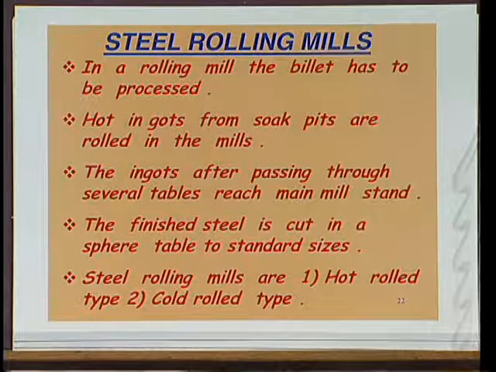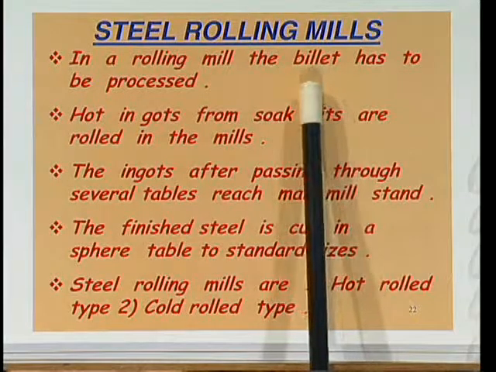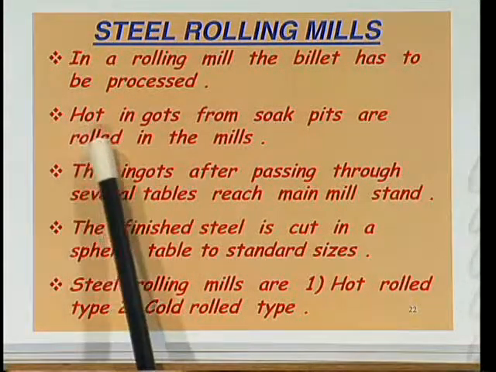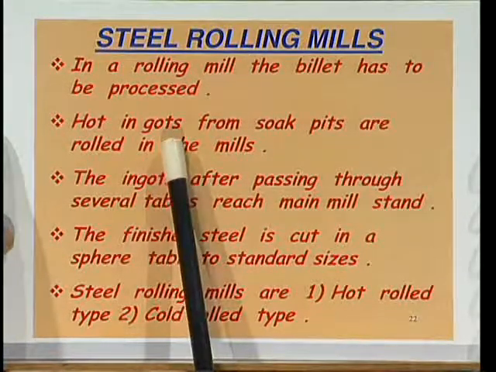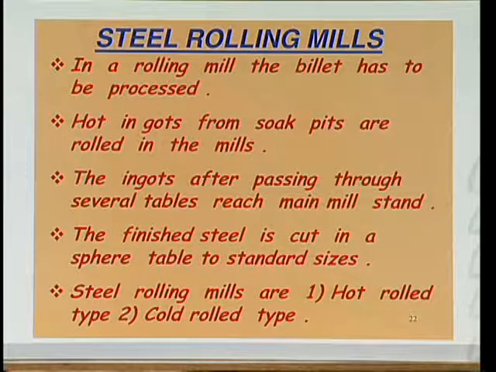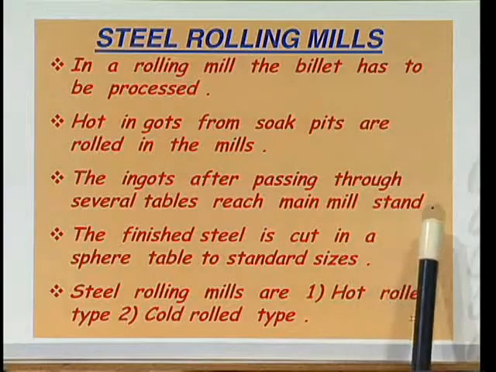Steel rolling mills, that is, manufacturing of steel pipes or steel thread or steel tubes. In a rolling mill, the billet has to be processed. Billet means a small bar of metal that should be rolled or processed in the mill. Hot ingots from soak pits are rolled in the mills. Hot ingots means the mass of the metal, that hot mass of the metal extracted from soak pits, is finally rolled in the mill. The ingots, after passing through several tables, reach the main mill stand.